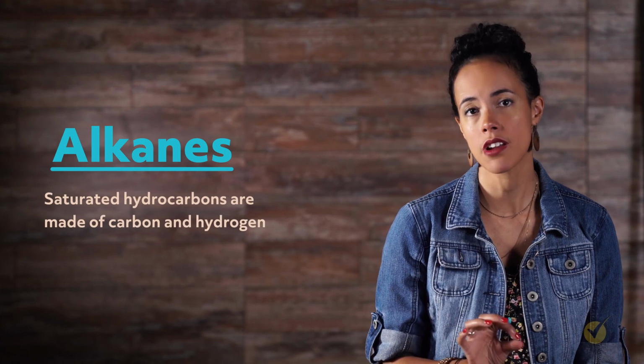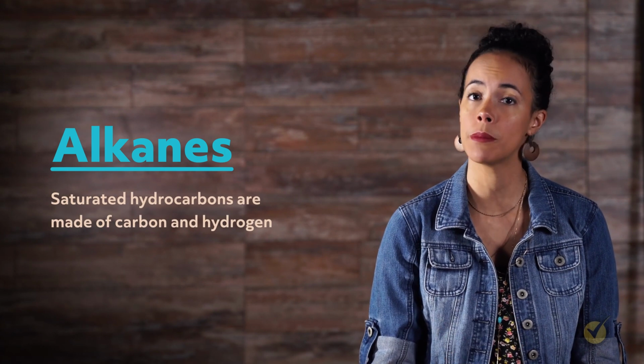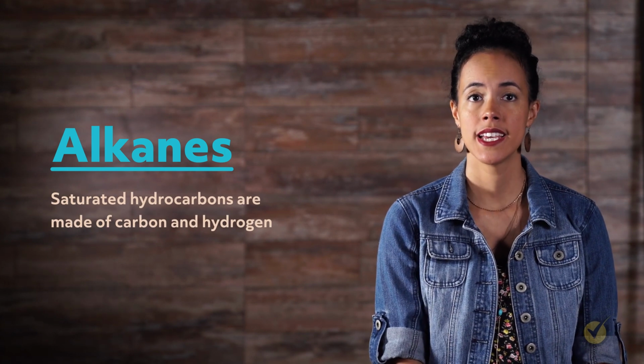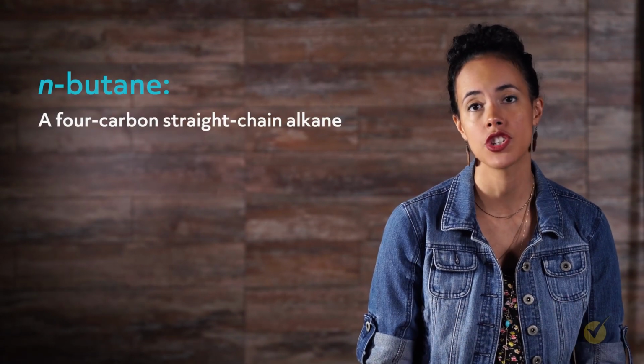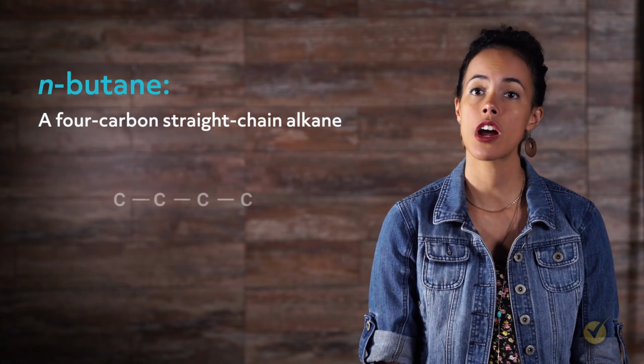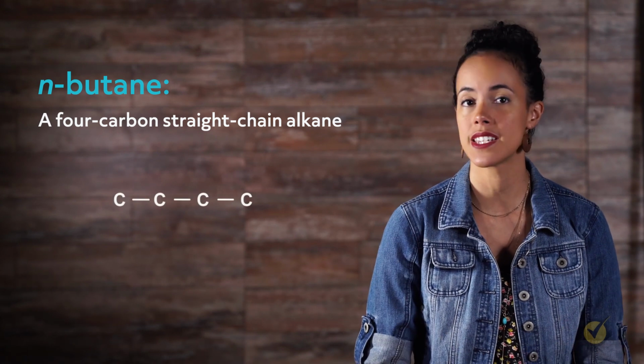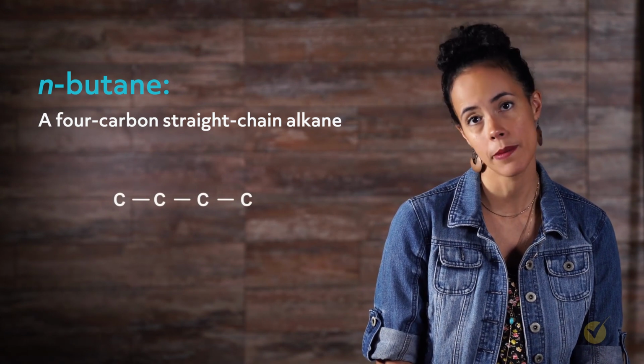Alkanes are saturated hydrocarbons. This means they are made of just carbon and hydrogen and that there are no double or triple carbon-carbon bonds. To better understand this, let's build n-butane, a 4-carbon straight-chain alkane. First, we put our carbons in a row and connect them with a single bond. This is our carbon backbone.